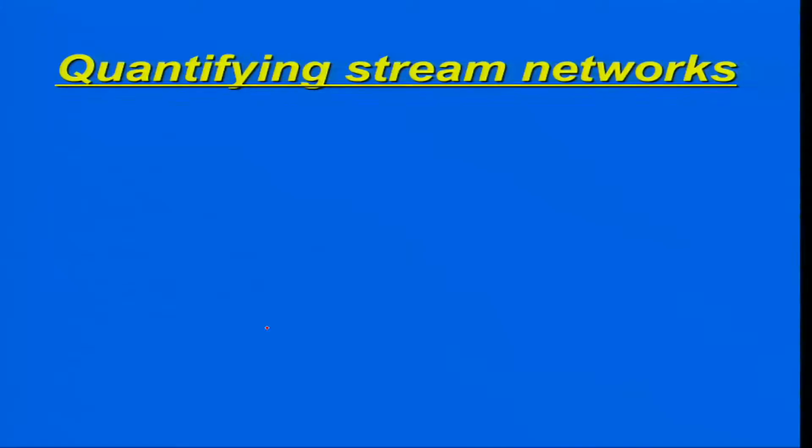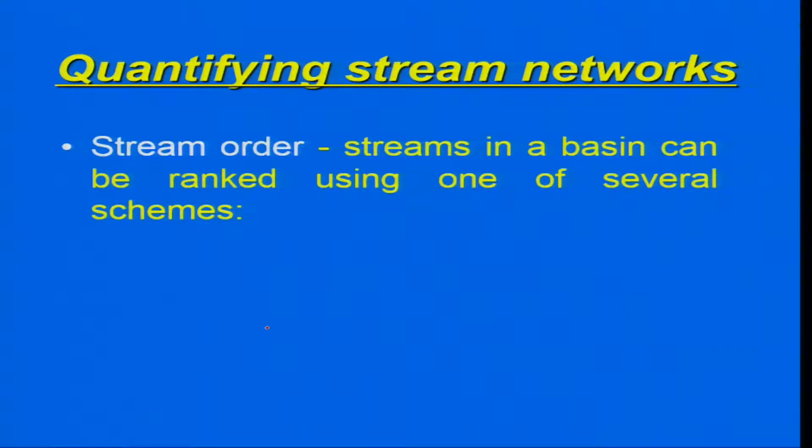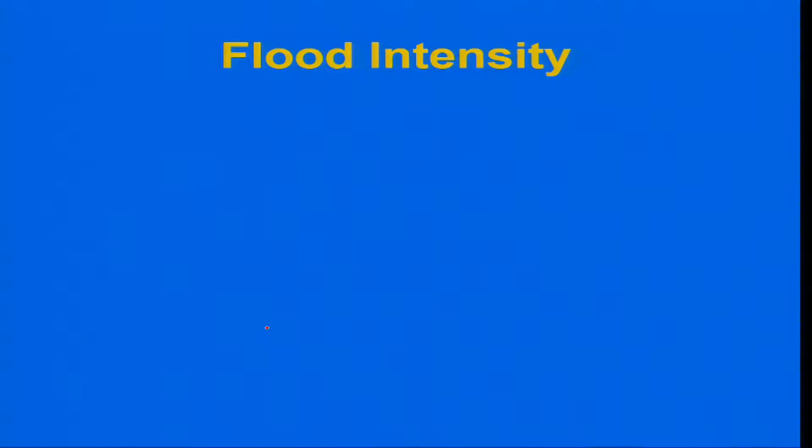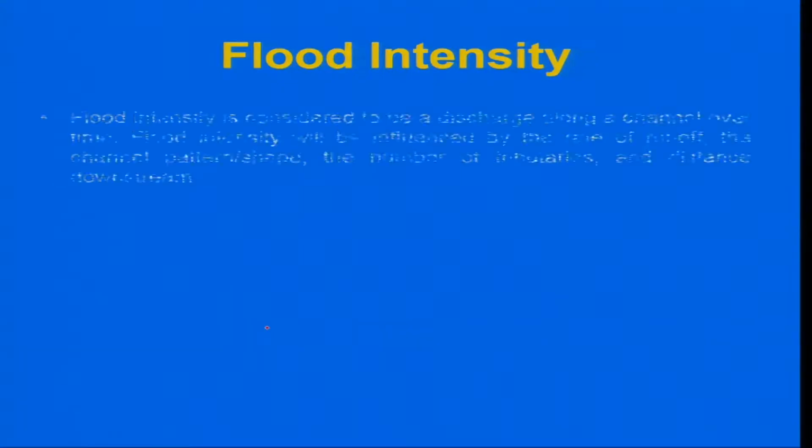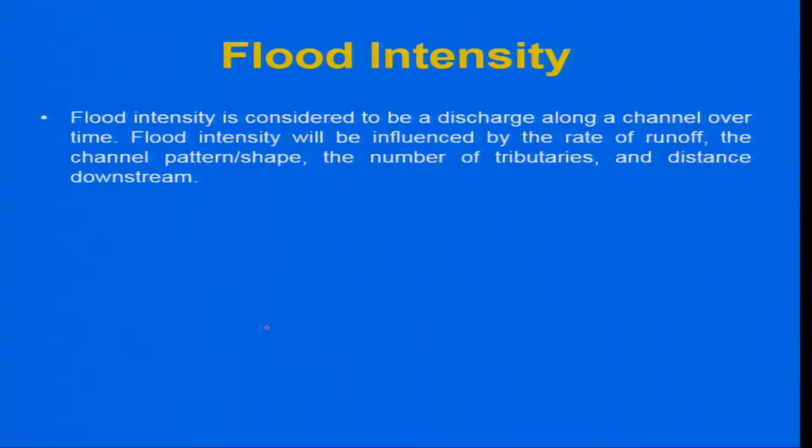Now, quantifying stream networks, stream orders: streams in a basin can be ranked using one of several schemes. Now, flood intensity, if you take, the flood intensity is considered to be the discharge along a channel over time.